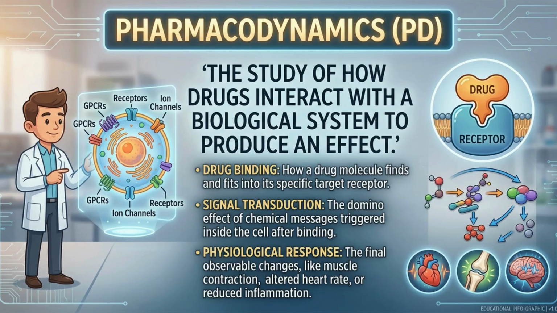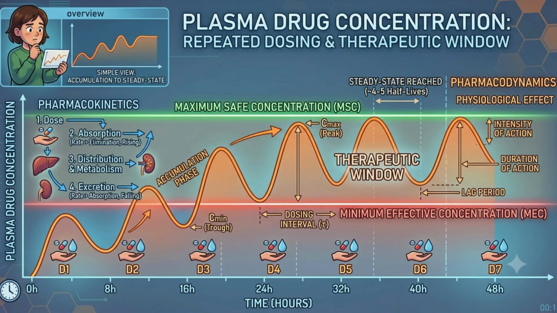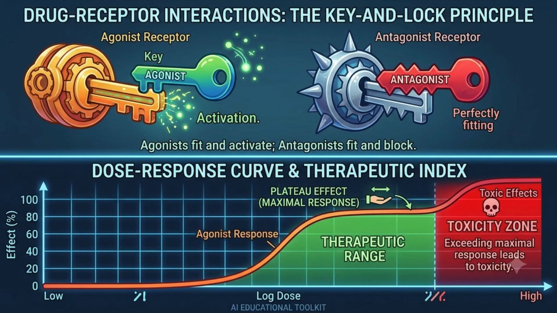Pharmacodynamics: what the drug does to the body. This is about mechanism, how the drug actually produces its effect. Most drugs work by binding to a target, usually a receptor, enzyme, or channel, like a key fitting a lock. An agonist binds and activates the target, triggering a response. An antagonist binds but blocks the target, preventing the natural signal from getting through.